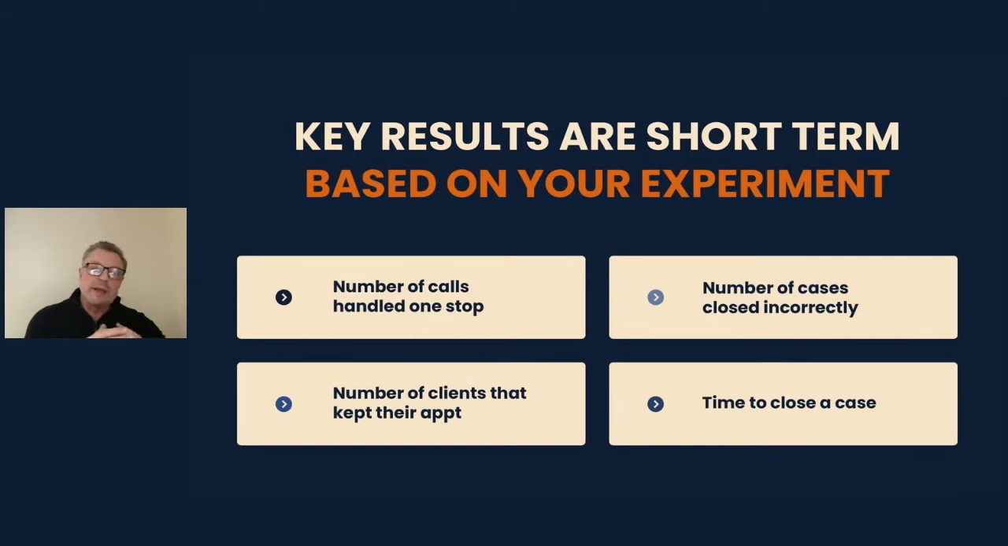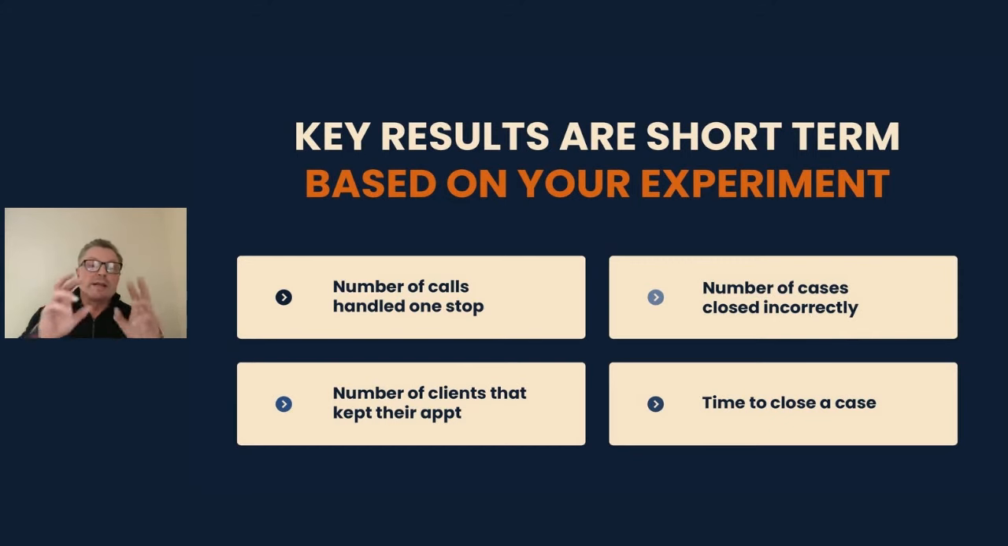So key results are based on, number one, the short-term nature of your experiment. And again, what we're doing is differentiating between the purpose of the organization and permanent measures. So the permanent measure might be customer satisfaction. It might be reducing the time from the point the customer says, I want one, to the point that they get one. Those are your permanent measures. Whereas your short-term measures based on your objectives are based on your experiments. Number of calls handled once stopped, cases closed incorrectly might be a temporary measure. Number of clients that didn't keep their appointment, and time to close a case.